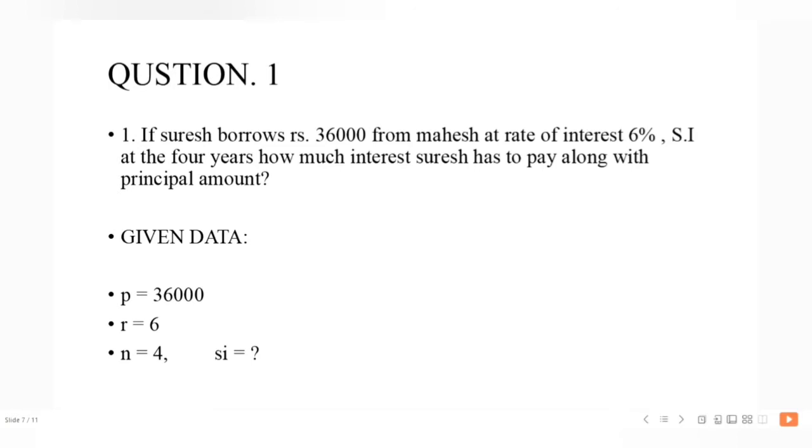Okay friends, now we are going to find the solution and also check the solution for some sample questions. Our first question is, if Suresh borrows 36,000 from Magesh at the rate of interest 6% simple interest for 4 years, how much interest does Suresh have to pay along with the principal amount? They ask simple interest. The given data is principal amount is 36,000, rate of interest is 6, and number of years is 4.